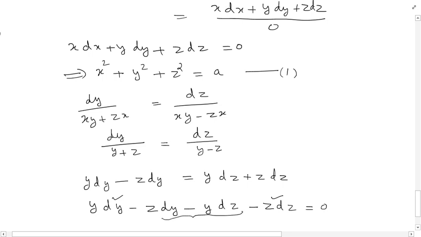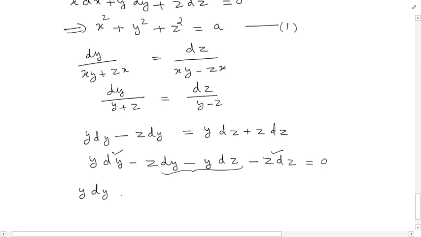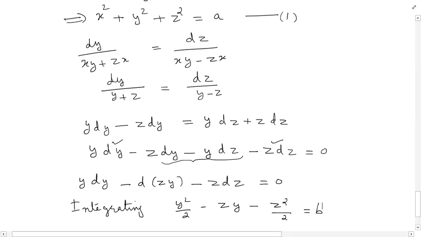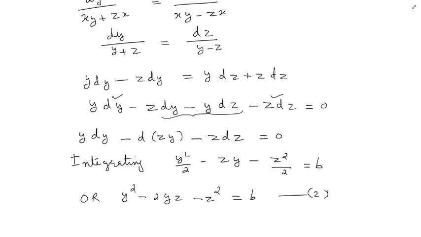Then we can combine the two terms, so that we can write it as y dy minus d of (yz) minus z dz equal to 0. Now we can integrate this equation. Integrating, y square by 2 minus yz minus z square by 2 equal to the constant of integration b. Multiplying throughout by 2, we can write this as y square minus 2yz minus z square equal to constant b. So this is the second independent solution of the auxiliary equation.